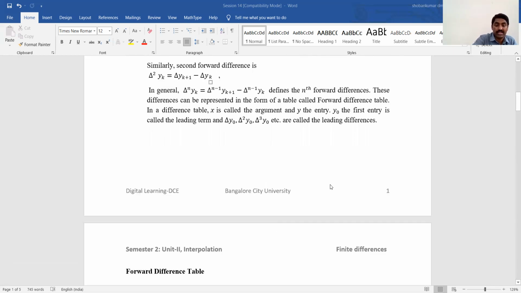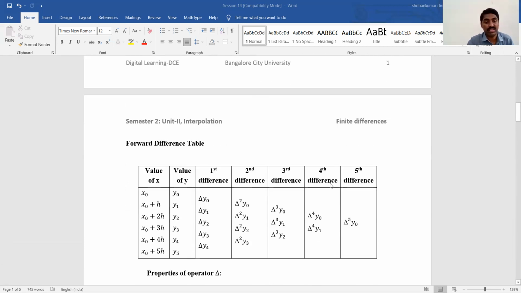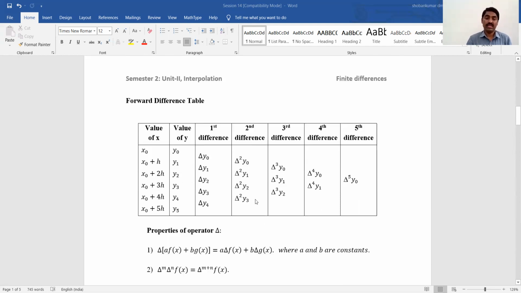Okay, leading differences. Now we know how to write the forward difference table. Here first we have to write values of x, the arguments. You should remember x are equally spaced. Here x naught plus h, x naught plus 2h, x naught plus 3h, x naught plus 4h, and so on, x naught plus nh. Here we have to stop at x naught plus 5h.